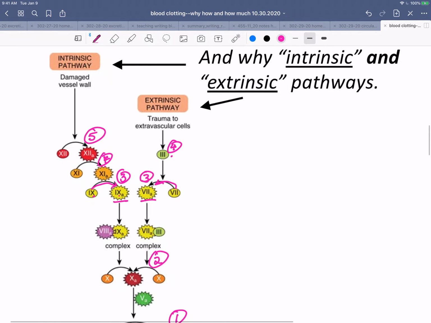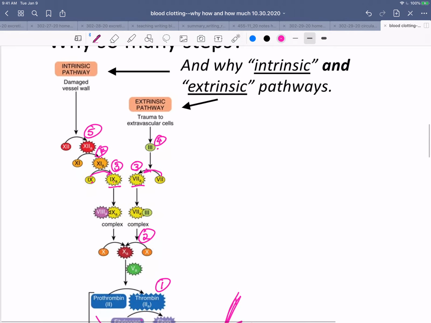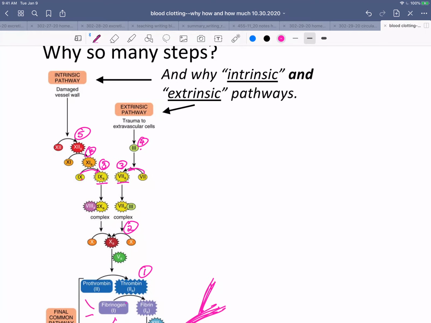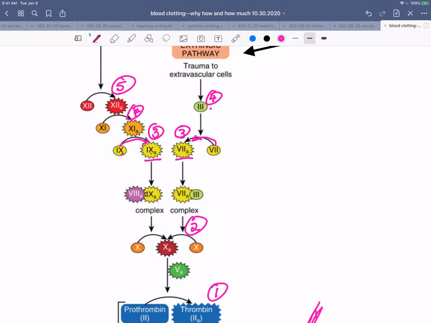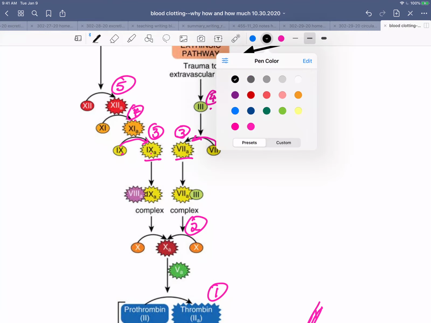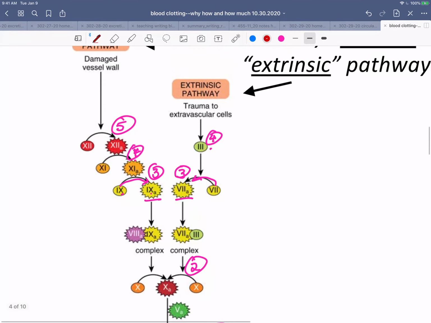So why so many steps, and why an intrinsic and an extrinsic pathway? There's some logic to this in that there's two areas in which you might want clotting to happen, and the speed and the amplification might differ. An important thing to realize with all of these is that each of these enzymatic steps involves an amplification. So if we have damage to the vessel wall, which starts this pathway, a part of it is actually activation of platelets to release some of their contents, which starts this pathway.